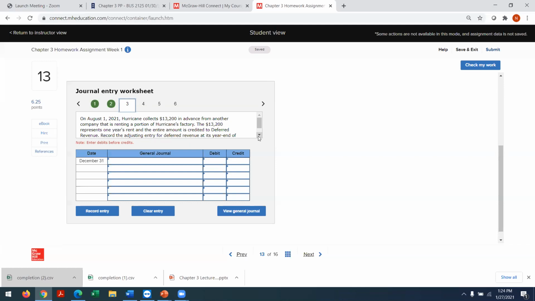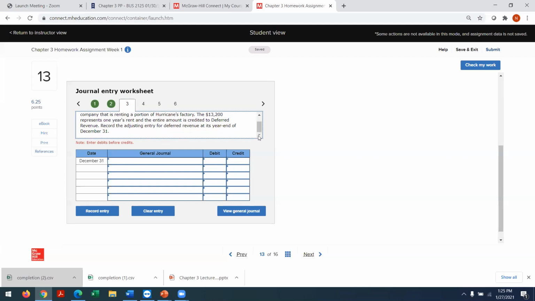You bet. On August 1st, 2021, Hurricane collects $13,200 in advance from another company that's renting a portion of Hurricane's factory. The $13,200 represents 1 year's rent, and the entire amount is credited to deferred revenue. Record the adjusting entry on December 31st.